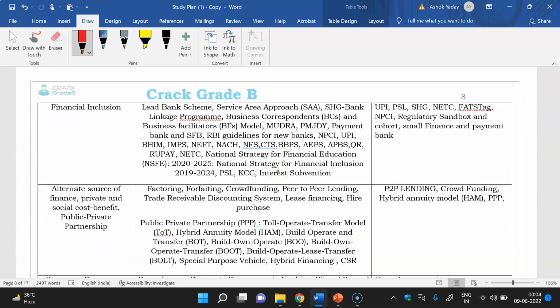Next, financial inclusion is very important. These questions were asked last time. A question related to NETC, National Electronic Toll Collection System, and FASTag was asked. So these are the different topics.